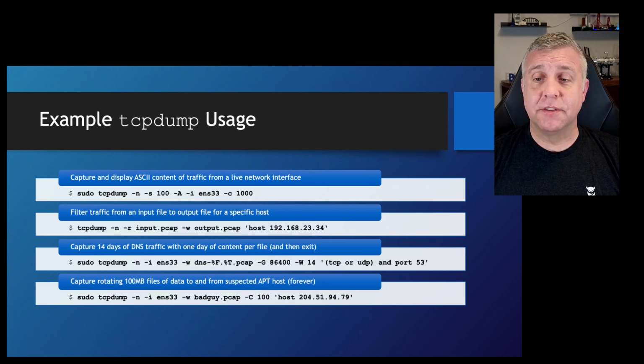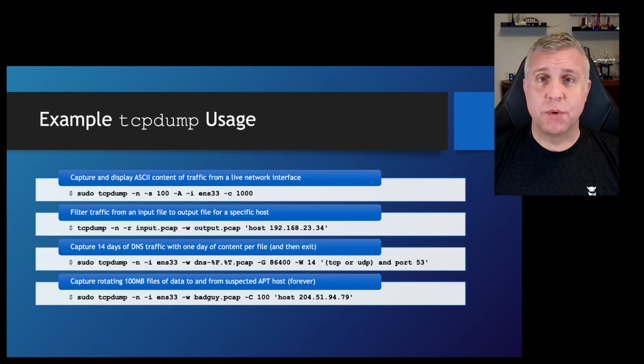And I believe that this 204.51.94.79 host is somehow malicious. Maybe it came to me as some kind of threat intelligence. And I'm limiting my capture in the first place to just traffic involving that IP address.